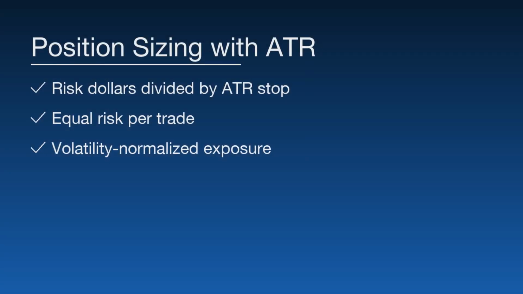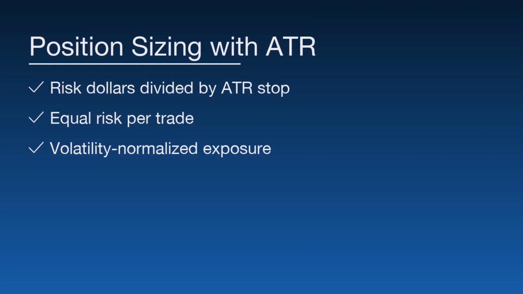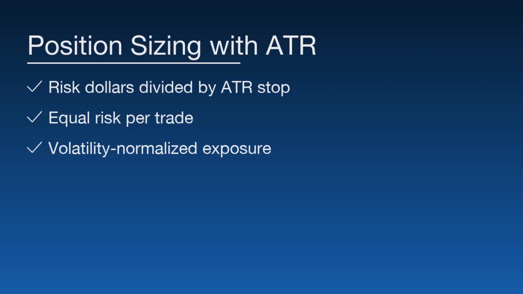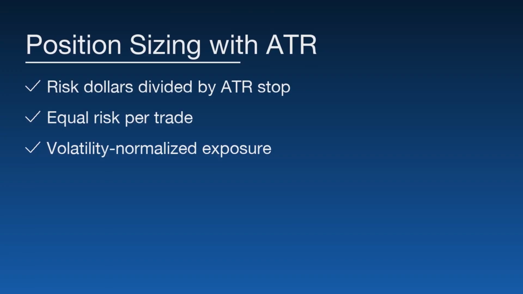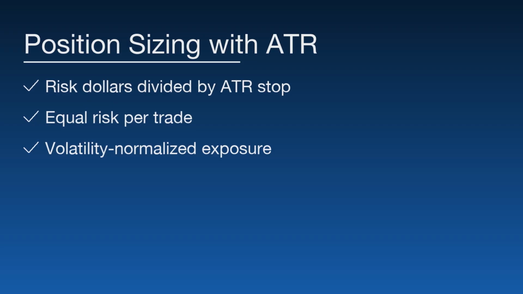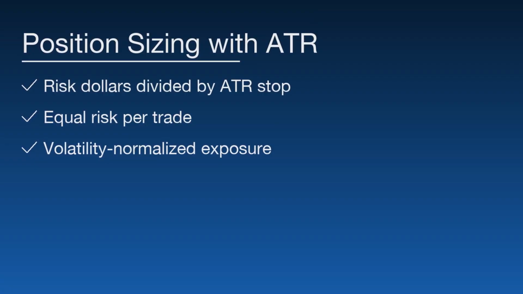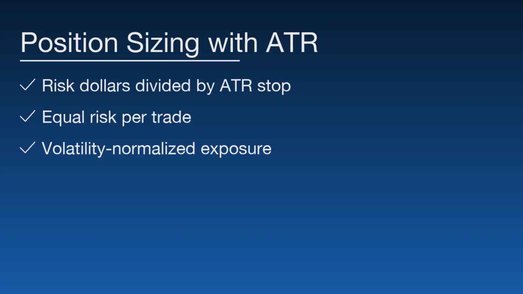This is where ATR really earns its keep. Define risk per trade, say 1% of equity. Divide that dollar risk by your stop distance in dollars, which is your ATR multiple times ATR times point value. The result is your position size. Now every trade risks the same dollar amount regardless of whether you are trading a quiet utility or a volatile biotech. Equal risk, not equal share count, is the professional standard.